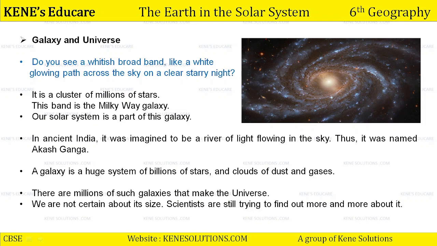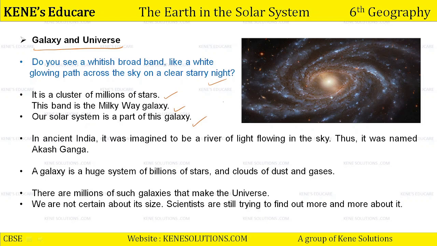Okay, coming on to galaxy and universe, the next topic of the chapter. Do you see a whitish broad band like a white glowing path across the sky on a clear starry night? Kabhi kabhi aisa lagta hai pure aasman mein there is only stars and stars, it's a complete band. There is a fairy in the sky. So when you see that wide band of glowing stars in the sky, it is actually a cluster of millions of stars. And this band is the Milky Way galaxy. And our solar system is a part of this galaxy.